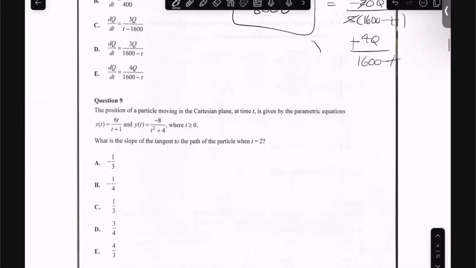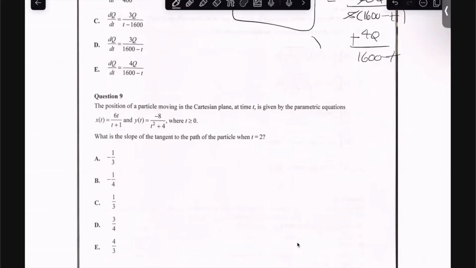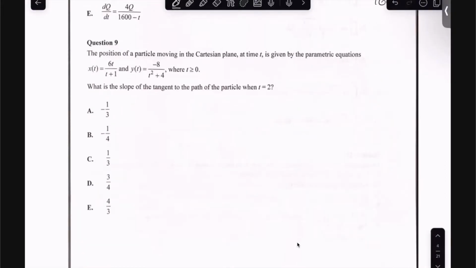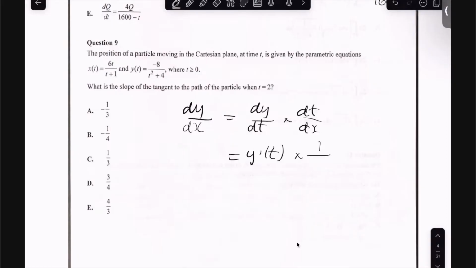Position of a particle moving in the Cartesian plane at time t is given by the parametric equations. What is the slope of the tangent to the path of the particle when t is 2? So you want dy/dx basically. Now that's dy on dt times dt on dx, or you can say y dash of t times 1 over x dash of t, and that is all when t is equal to 2.